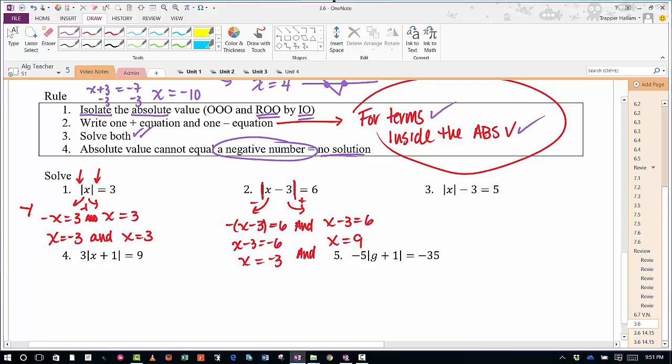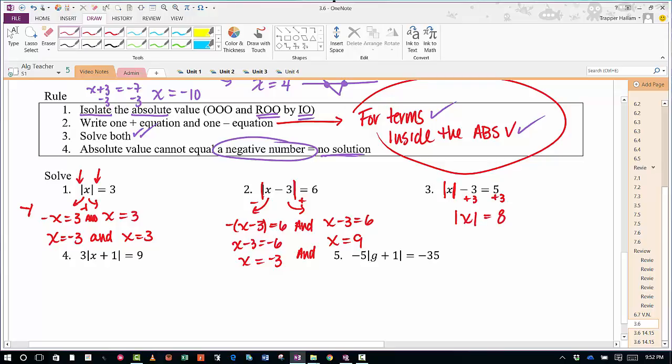Okay, so that was if something was on the inside of the absolute value. Well, now there's something on the outside of the absolute value. Again, the absolute value this time is not isolated, so before I write my positive and negative, I have to move this 3 to the other side. Inverse operation of positive 3. I find out that the absolute value of x is equal to 8.